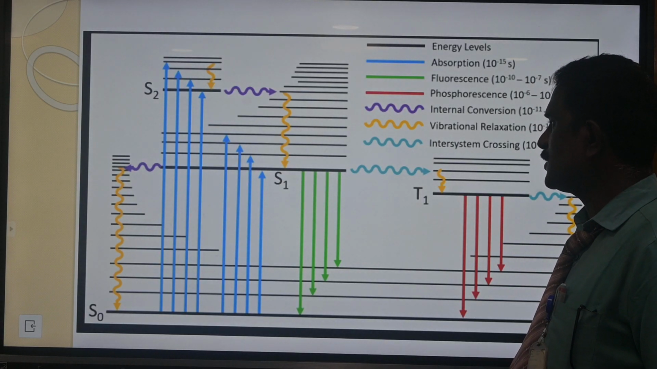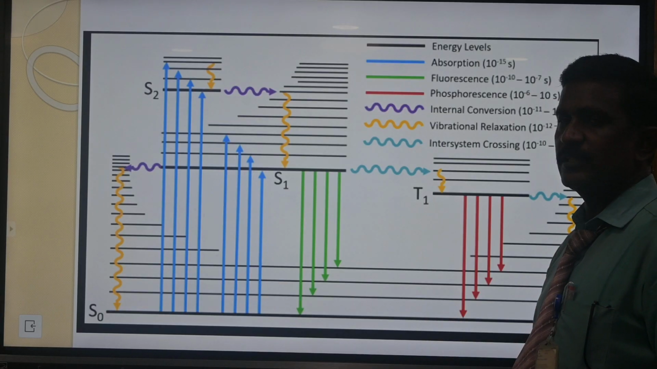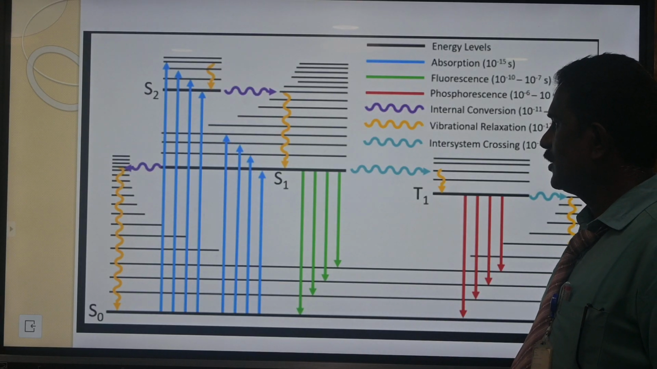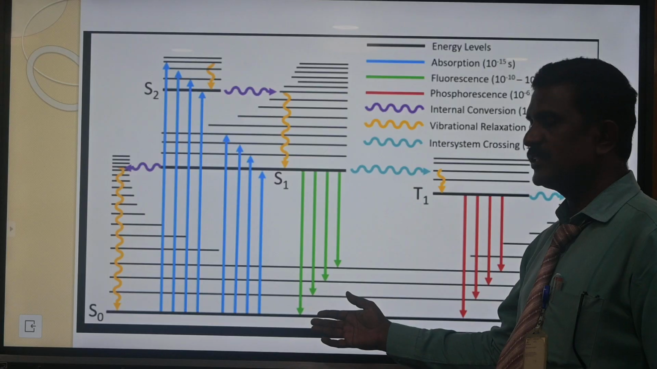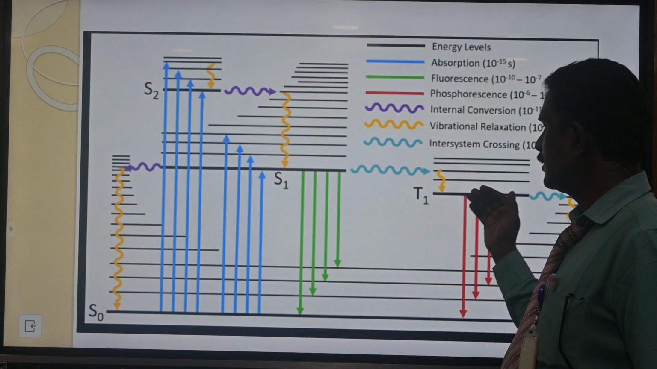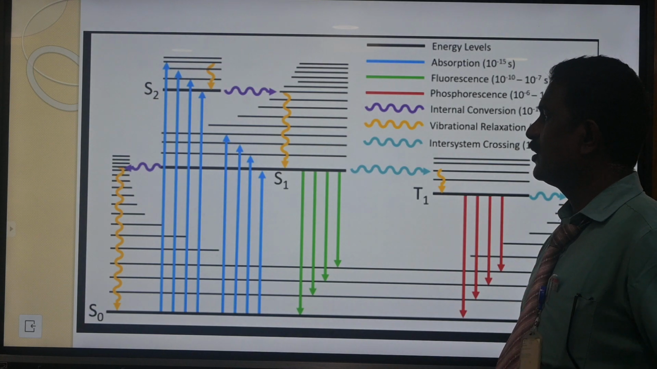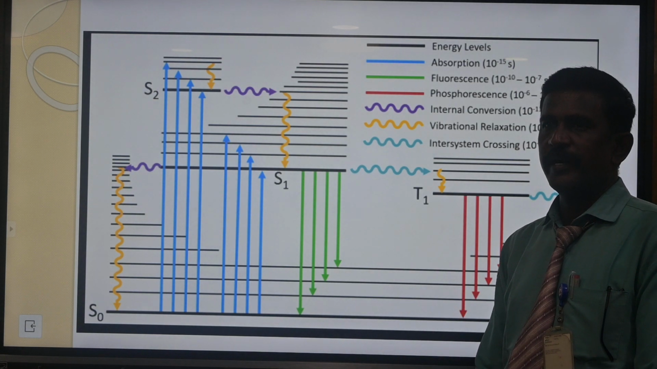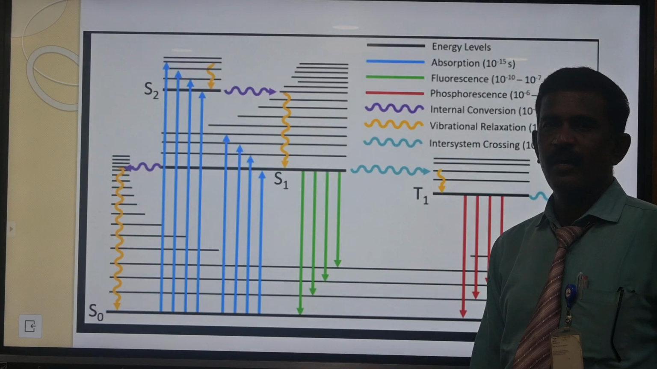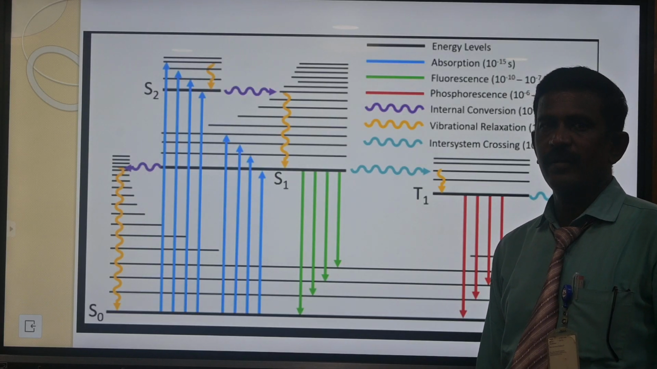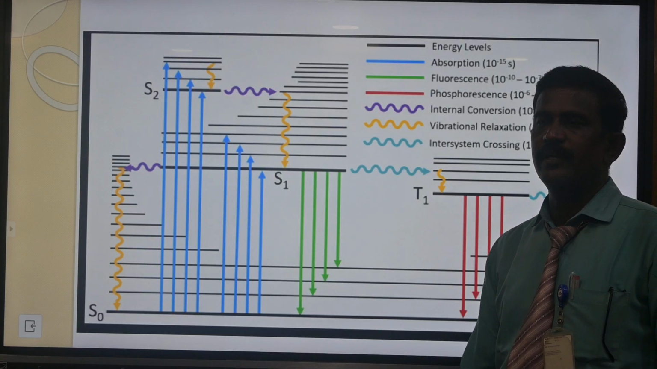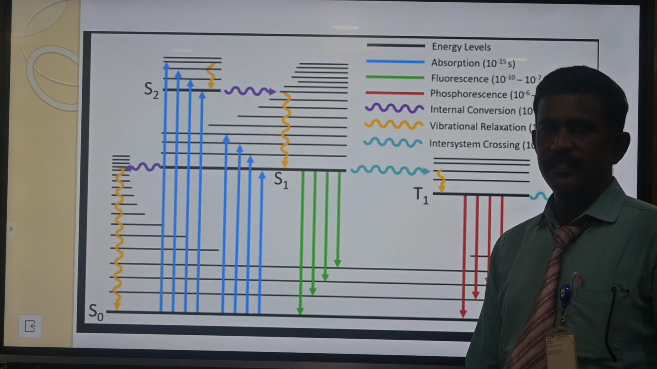Then for radiative transitions, we can have two more processes. One is phosphorescence, that is S1 to S0 transition. Another one is fluorescence, which is T1 to S0 transition. This particular diagram explains clearly all kinds of radiative and non-radiative transitions, which are collectively called the photophysical process.